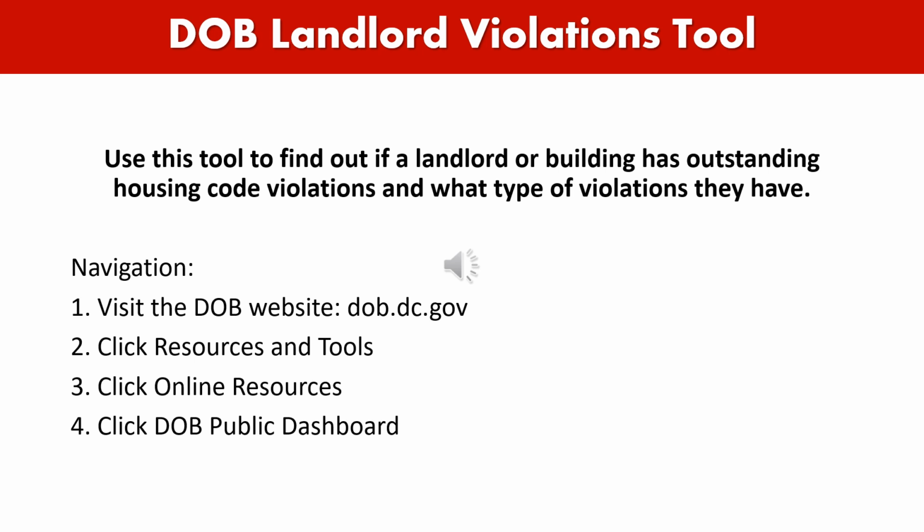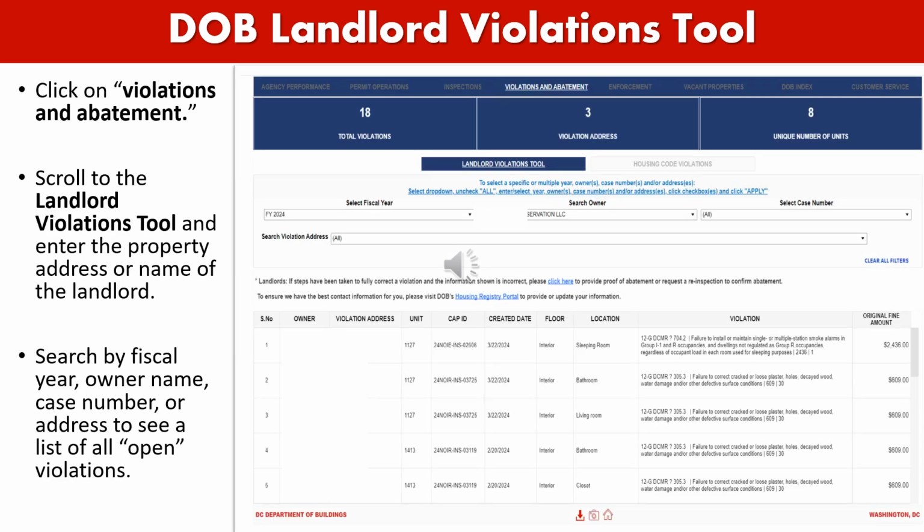Use this tool to find out if a landlord or a building has outstanding housing code violations and what types of violations they have. To navigate, visit the DOB's website at dob.dc.gov, click Resources and Tools, click Online Resources, and click DOB Public Dashboard. Click on Violations and Abatement. Scroll to the Landlord Violations tool and enter the property address or the name of the landlord. Search by fiscal year, owner name, case number, or address to see a list of all open violations.